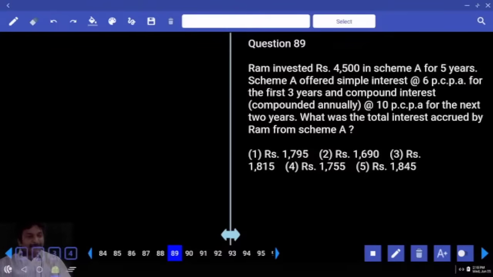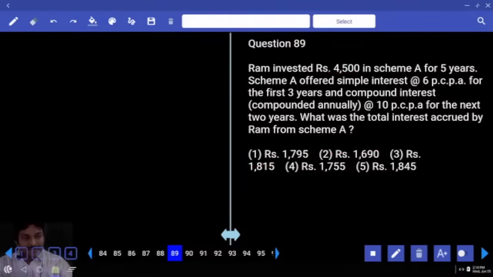We have to calculate. What is your principal? When I read 4,500, immediately I identified it as 9 multiple. Whatever percentage you calculate, answer will be 9 multiple. First option eliminated. Second eliminated. Third eliminated. Fourth, sum of digits 18, 9 multiple. 5, sum of digits 18, 9 multiple. 2 options are there, so we have to calculate.